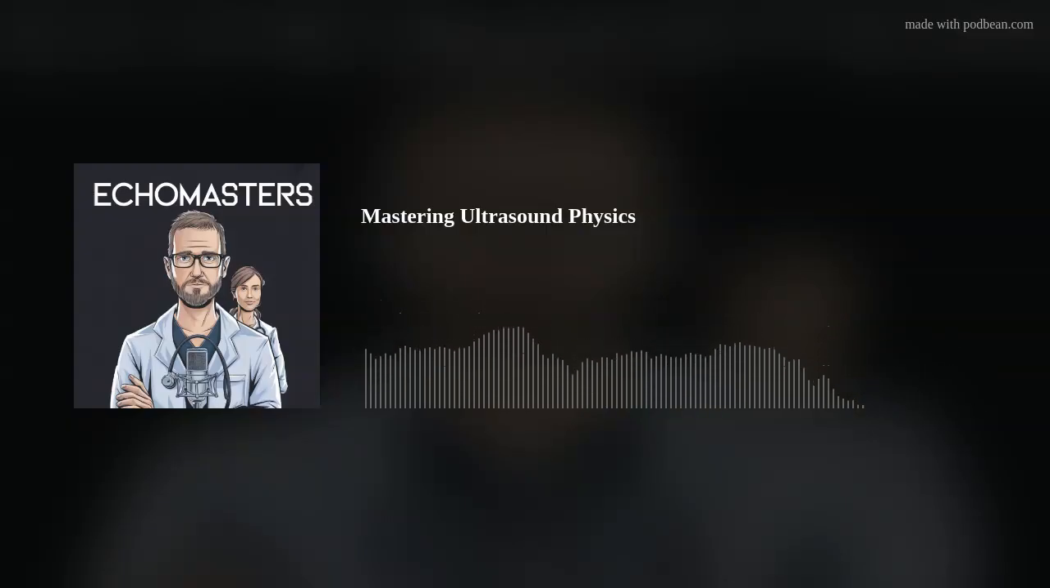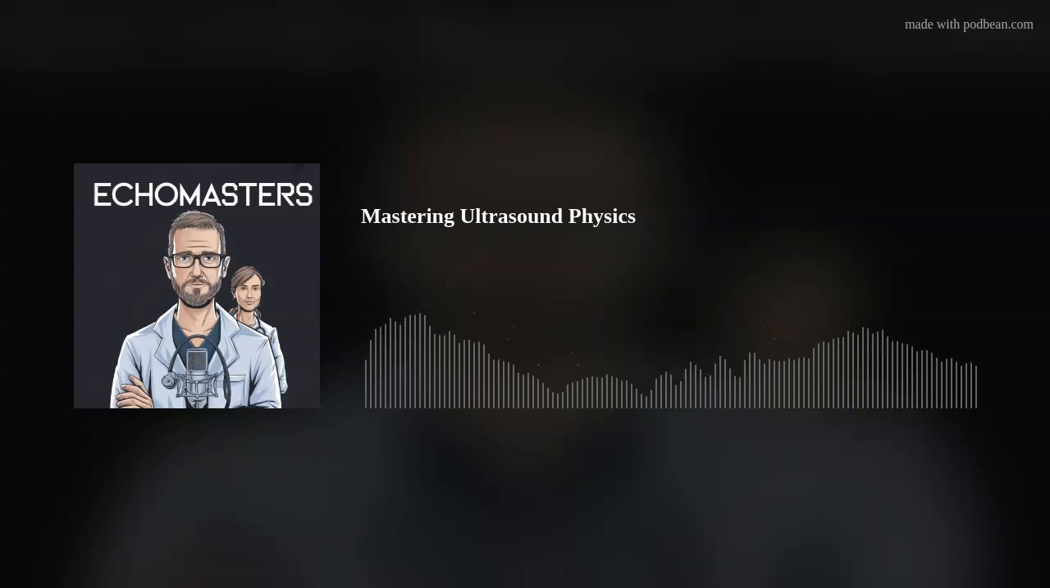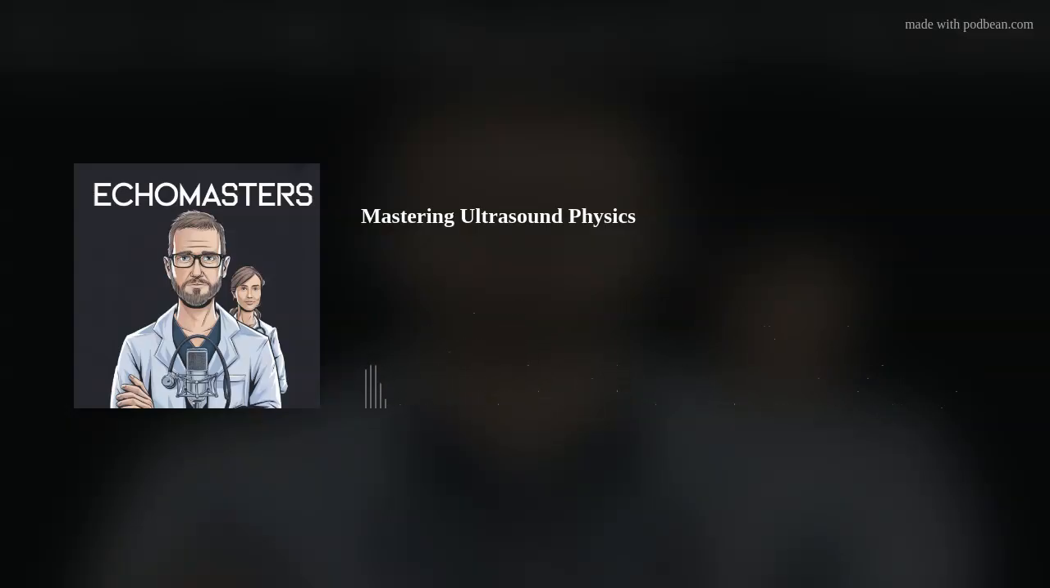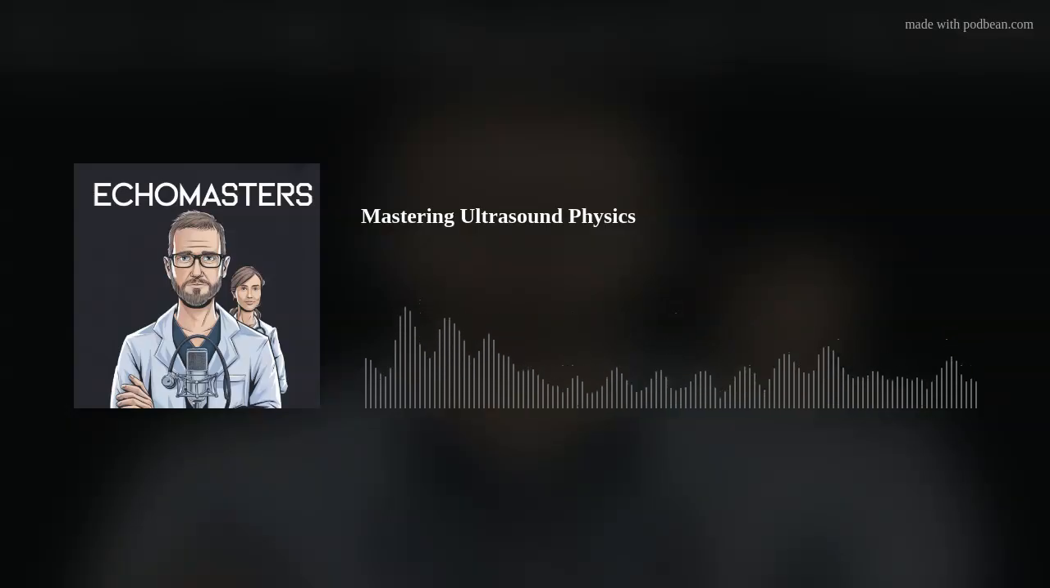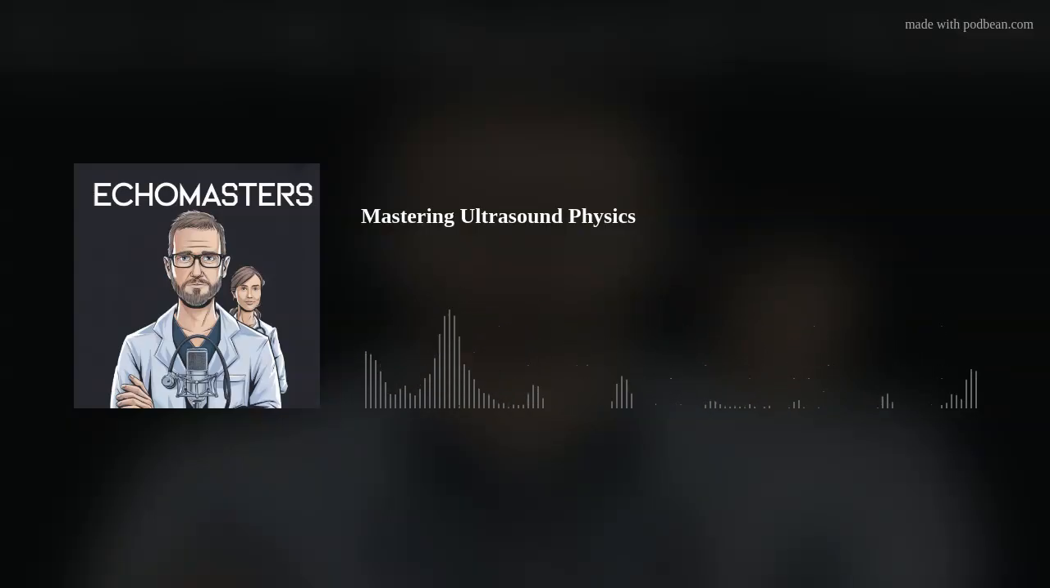Yes, and here's the crucial part. The bigger the difference in acoustic impedance between those two tissues, the stronger the reflection, the more sound bounces back. So a bigger difference means a brighter echo on the screen. You got it. That's precisely why we can see distinct structures. Think about the boundary between soft tissue and bone. Very different impedances, a huge difference.